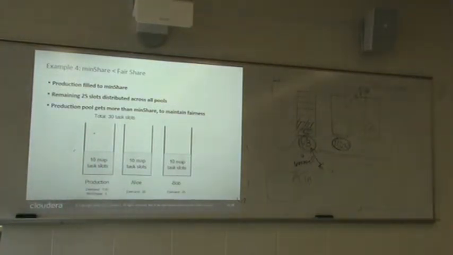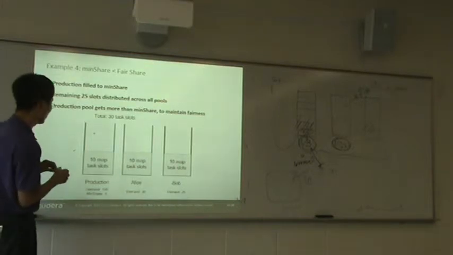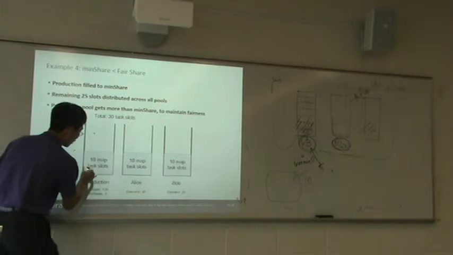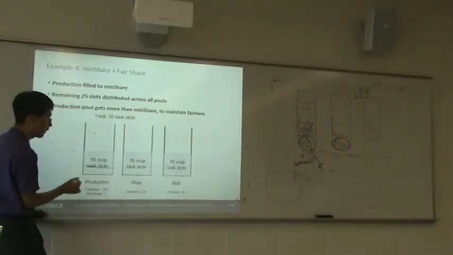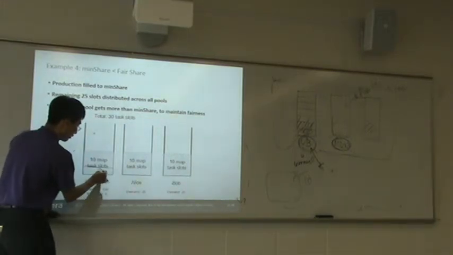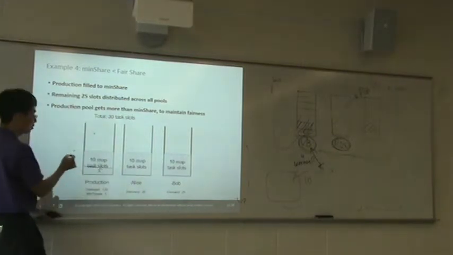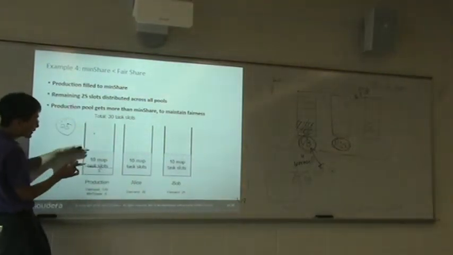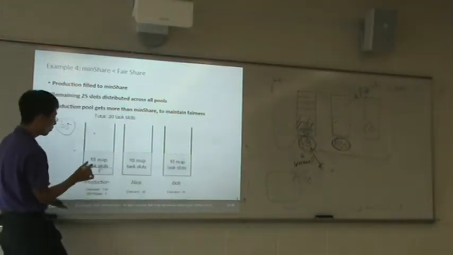What about this case, where the fair share exceeds the minimum share? For example, we have 30 task slots. First you can assign the minimum share of 5. There's no other minimum share, so we have 25 left for the fair share.